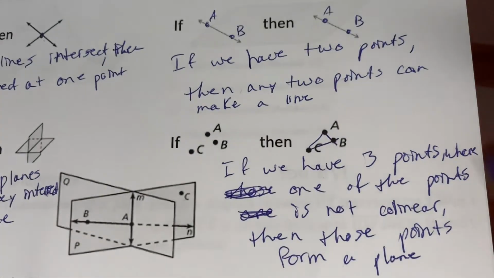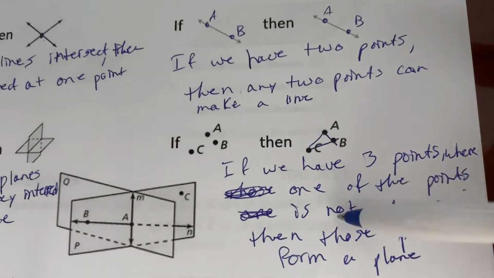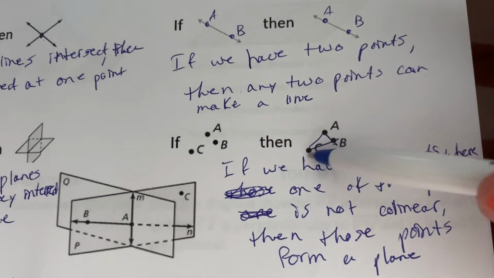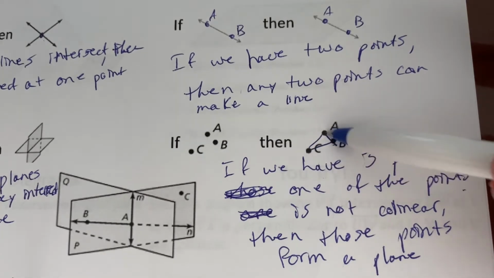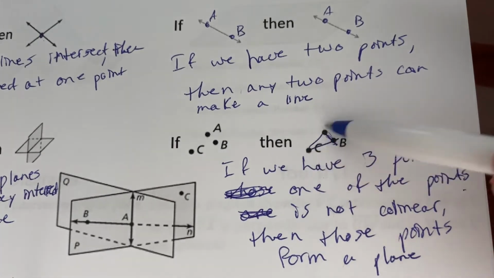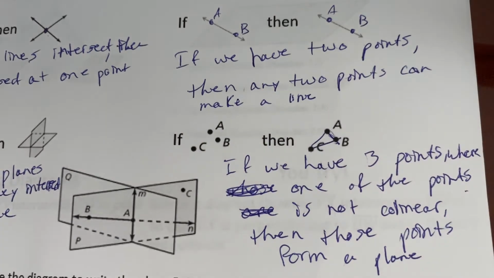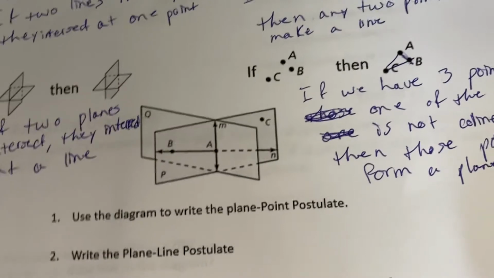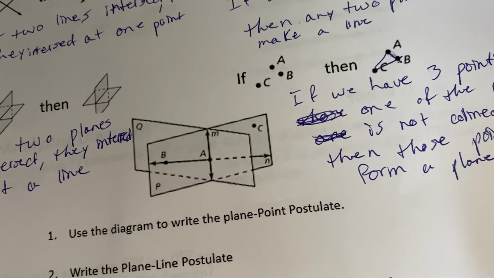Now there's a reason I said points where one of the points is not collinear. Remember, we have to have one point kind of off by itself. 2 points can be on the same line, but the other one has to be off by itself to create a plane. Okay, so it says use the diagram to write the plane point postulate.